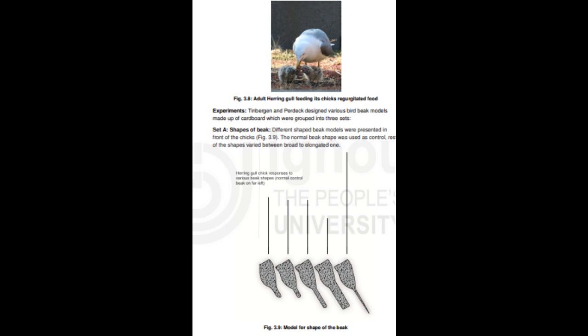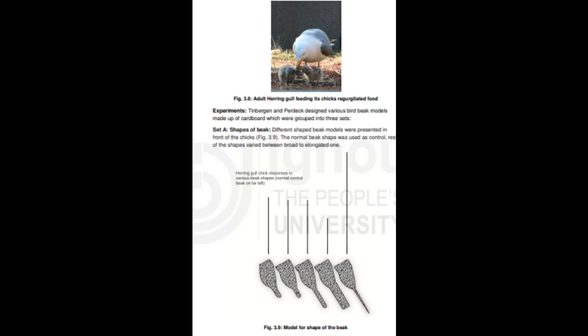Imprinting itself is a learned behavior, i.e., the chick learns to recognize its mother, but what is considered as mother, the first moving thing, is instinctive in nature. Theory by Nicholas Tinbergen. During 1950, Tinbergen, along with A.C. Perdeck, studied food begging behavior in herring gull chicks.